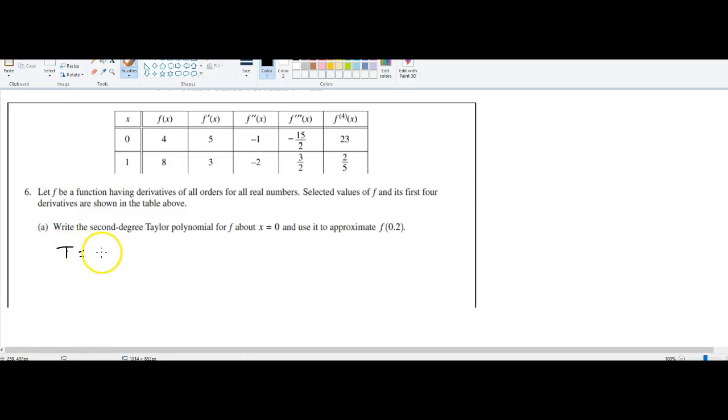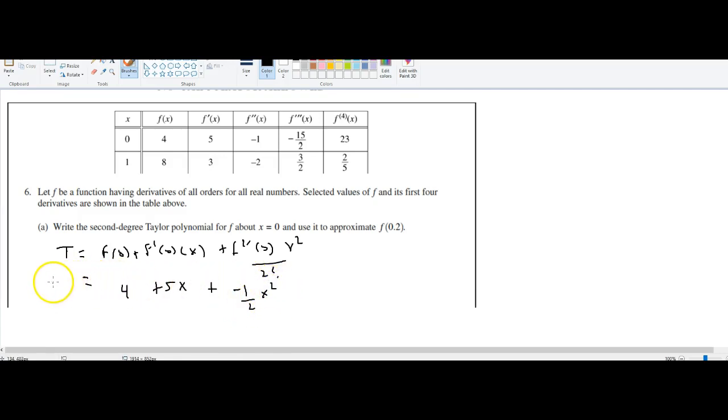All right, so the way we'd approach that is we'd say a Taylor polynomial looks like f of 0 plus f prime at 0 times x plus f double prime at 0 times x squared over 2 factorial. It says second degree, so that's where I'm going to stop. f of 0 was 4, plus 5 times x, plus the second derivative is negative 1, over 2, x squared.